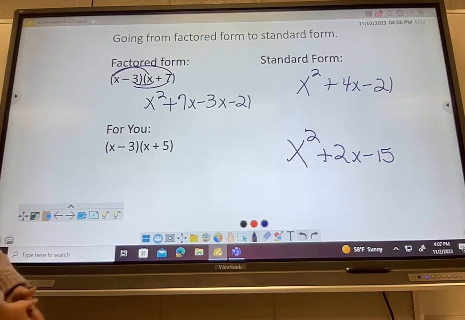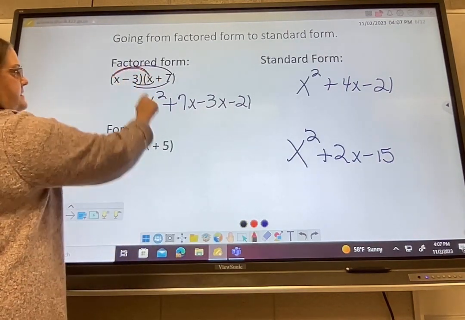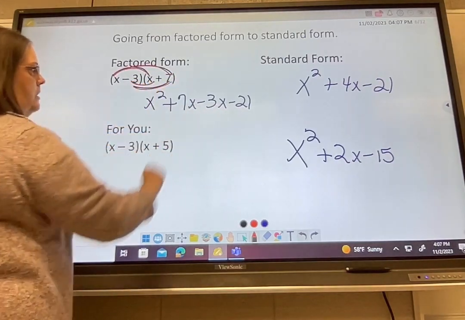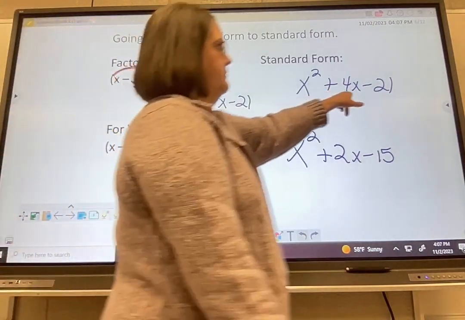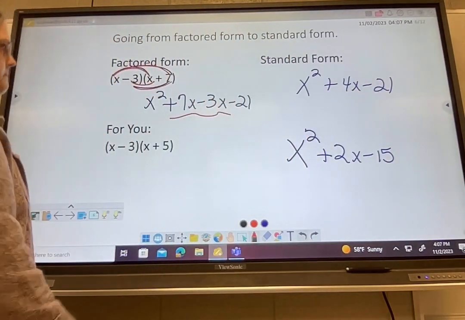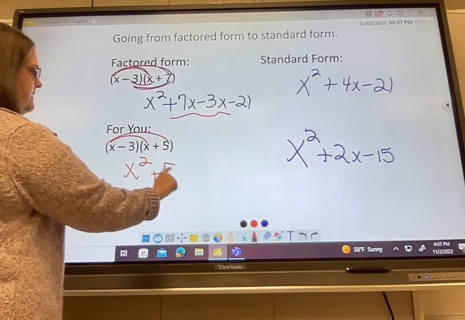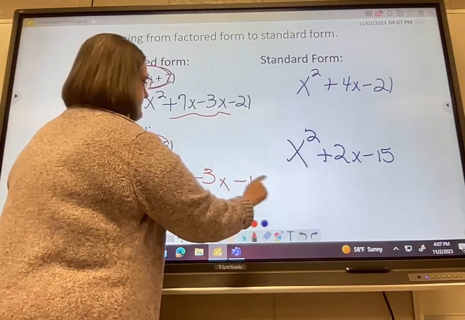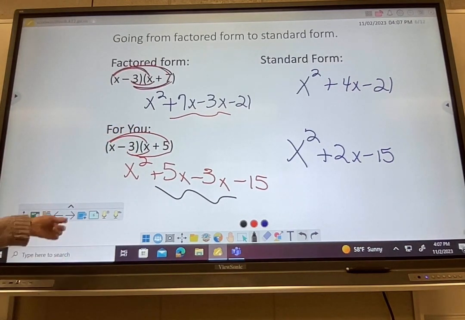All right, to go from factored form to standard form, we just multiply our binomials like you've been doing. X times x is x squared, x times 7 is 7x, this is negative 3x, this is negative 21. So my answer when I put these together, because they're like terms, is x squared plus 4x minus 21, and that puts it in standard form. Same thing here, x squared plus 5x minus 3x minus 15. And the two which are like are right here. I put those together, that gives me 2x.